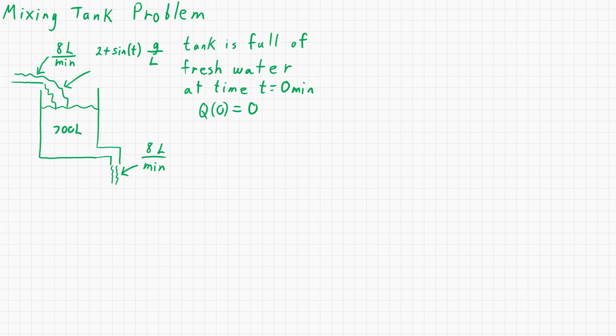These problems are often very tedious to solve because you have to do integration by parts, and the numbers just get horrible. But here we go. Again, we're going to make the difference equation here. So we have change in grams of salt equals salt going in minus salt going out.